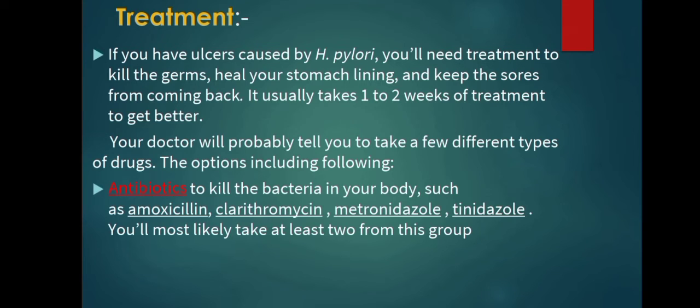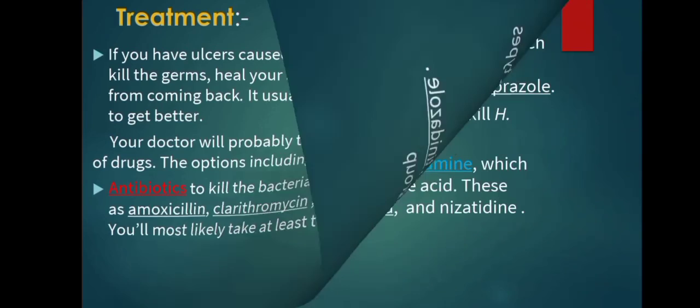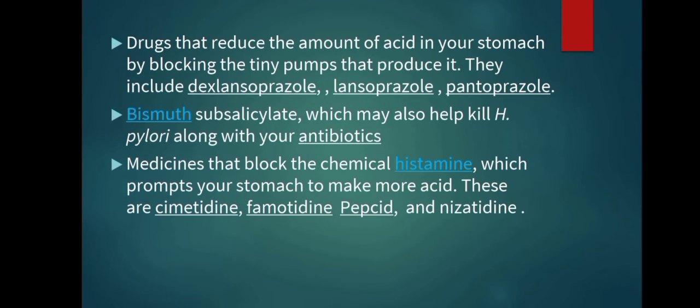Antibiotics to kill the bacteria in your body, such as amoxicillin, clarithromycin, metronidazole, tinidazole. You will most likely take at least two from this group. Then, drugs that reduce the amount of acid in your stomach by blocking the tiny pumps that produce it. They include dexlansoprazole, lansoprazole, pantoprazole. Also, with antibiotics, you can take bismuth subsalicylate, which may also help kill H. pylori along with your antibiotics.